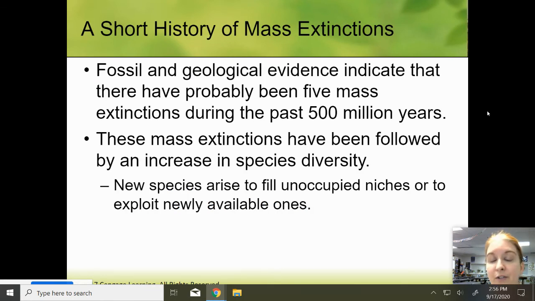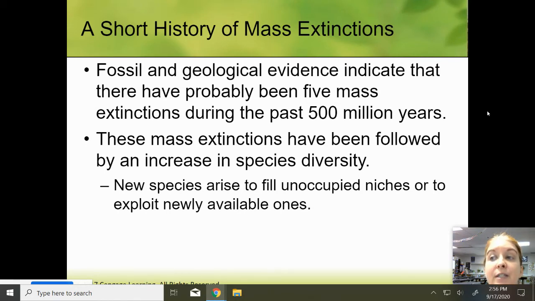So a short history of mass extinctions. Looking at fossil and geological evidence, we've had five mass extinctions during the past 500 million years. We are currently in the sixth. There's a really good book called The Sixth Mass Extinction, if you guys want to check that out.